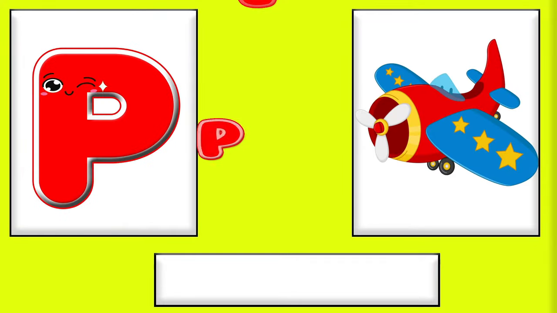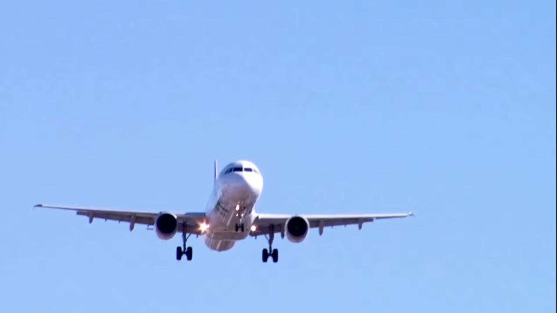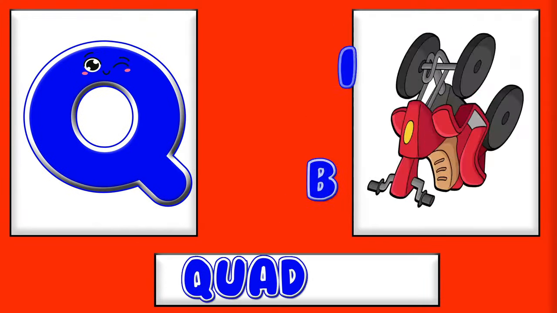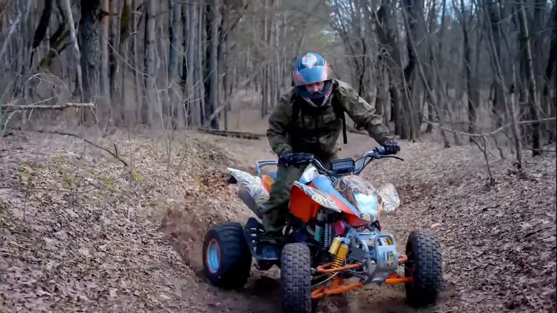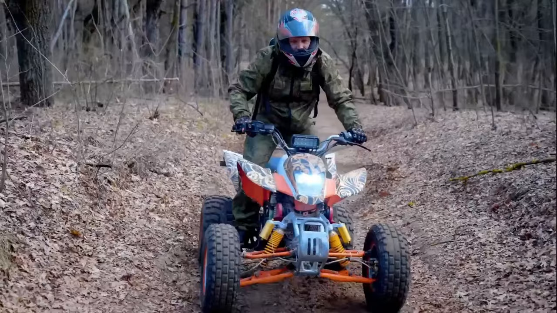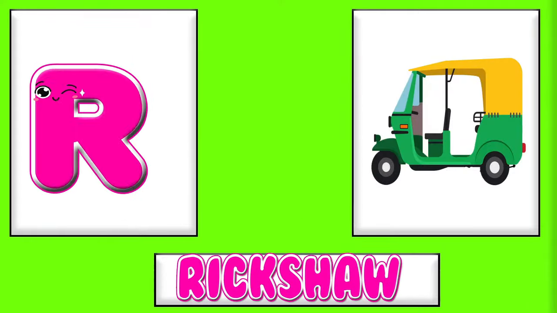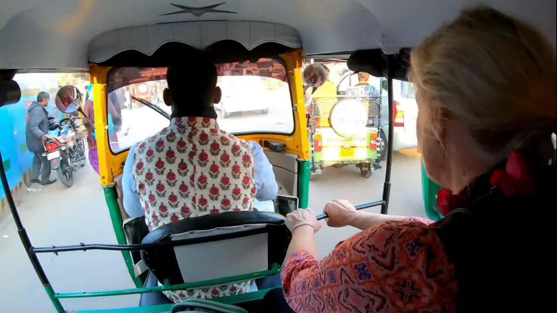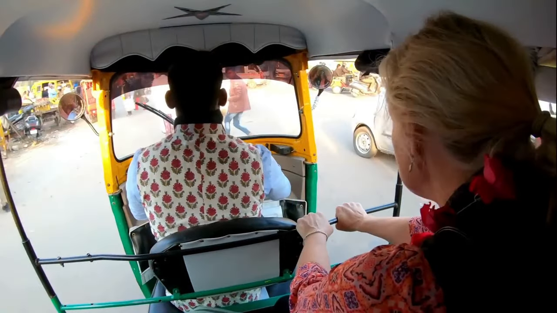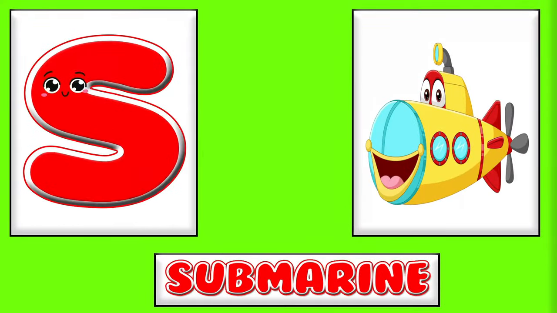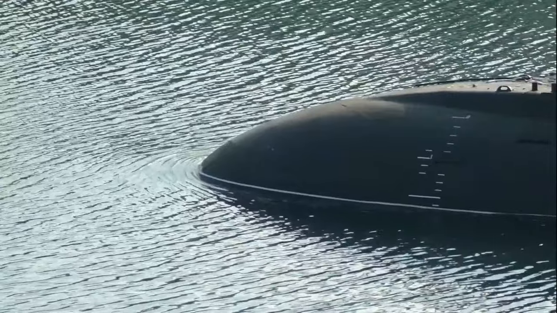P is for plane, p p plane. Q is for quad bike, qu qu quad bike. R is for rickshaw, r r rickshaw. S is for submarine, s s submarine.